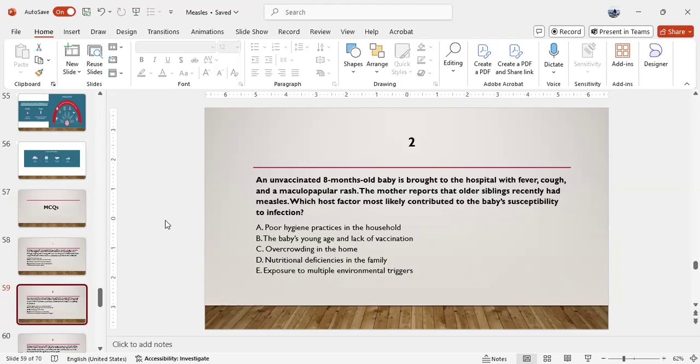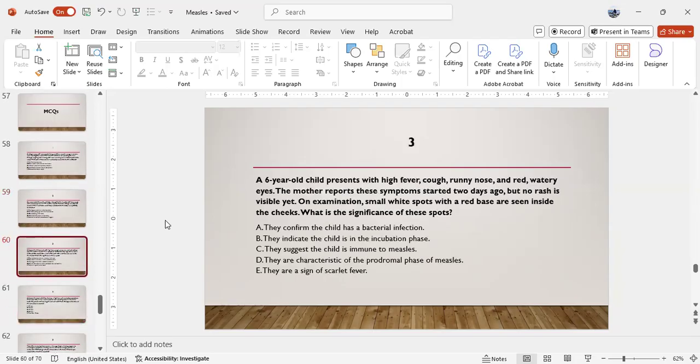The correct answer is beta. A 6-year-old child presents with high fever, cough, runny nose, and red watery eyes. The mother reports these symptoms started 2 days ago, but no rash is visible yet. On examination, small white spots with a red base are seen inside the cheek. What is the significance of these spots?